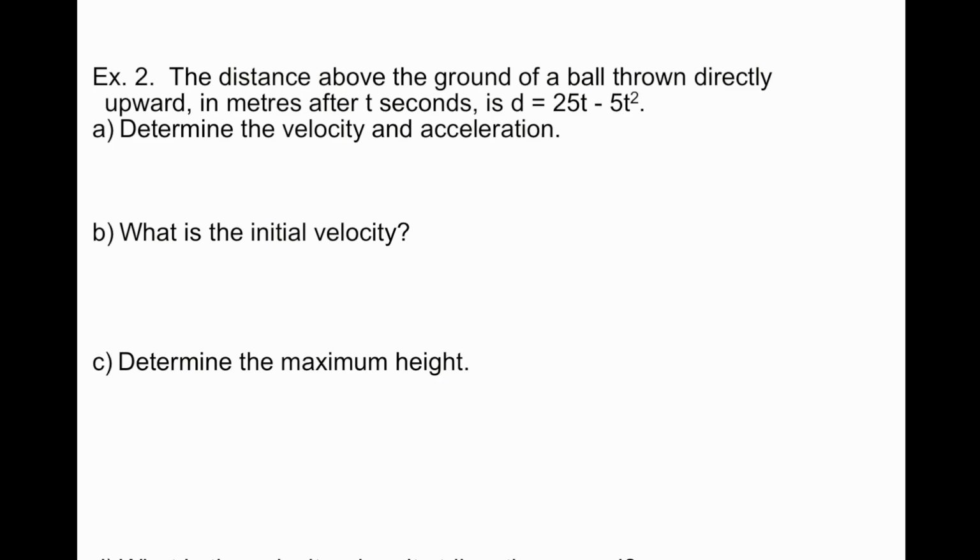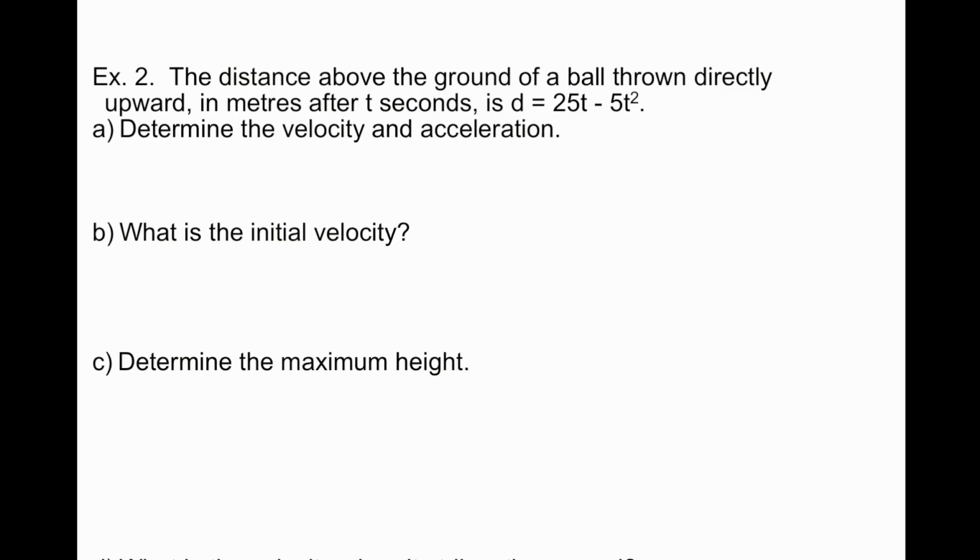Let's look at one more example, and this is going to be the last example for this particular lesson. I said it was a short one. So, the distance above the ground of a ball thrown directly upward, in meters after t seconds, is represented by d equals 25t minus 5t squared. The first part of this question is just asking us to determine the velocity and acceleration.